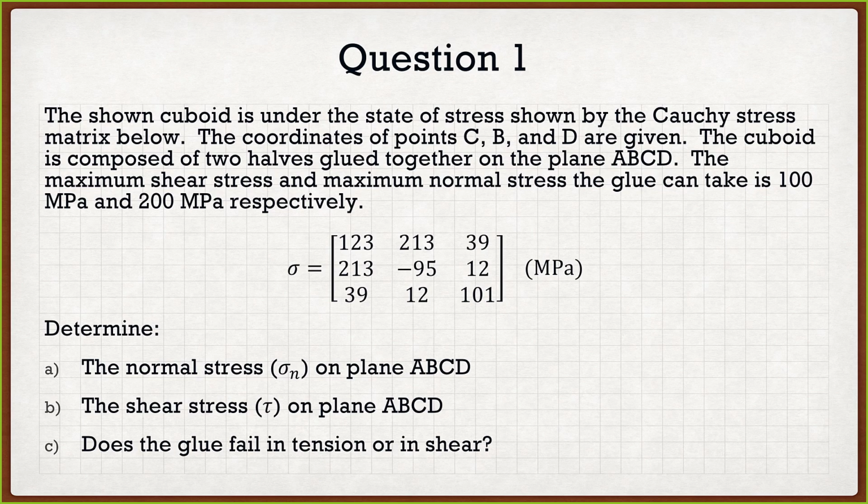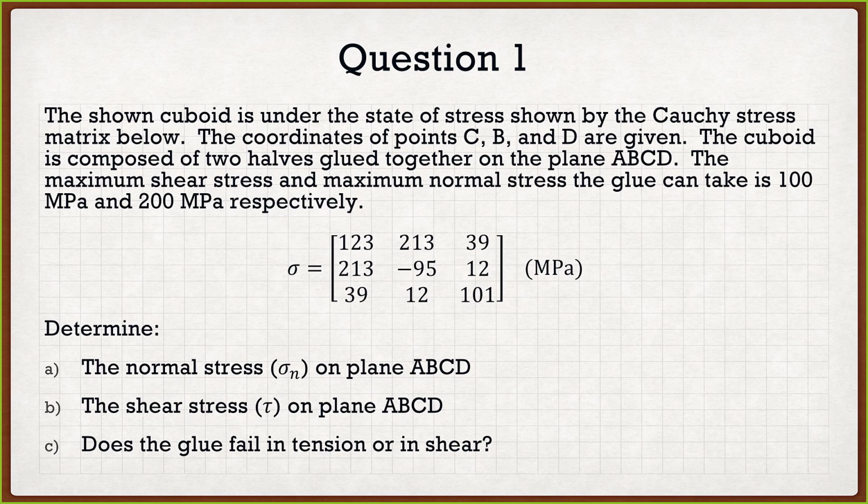It says that the shown cuboid, and I'll show a picture. It's kind of hard to see. But basically, we have a square under a state of stress shown by the Cauchy stress matrix below. On this cube, we're given 3 coordinate points. It says the coordinate points of C, B, and D are given, and that this cuboid is actually composed of 2 halves glued together. So it's a rectangle, but it's actually 2 wedges, and these wedges are glued together right down the seam. Again, I'll show a picture in the next slide.